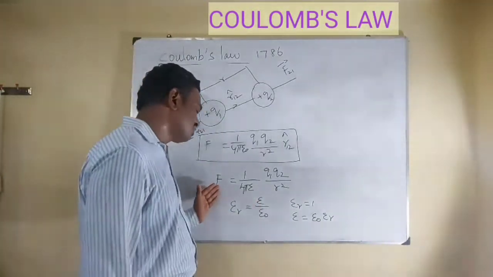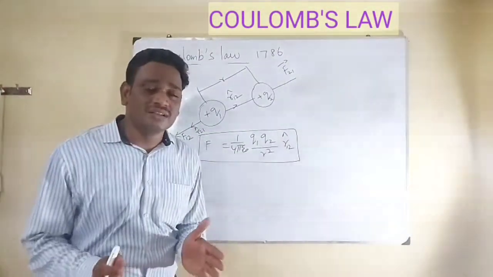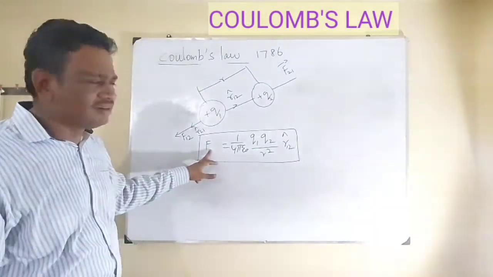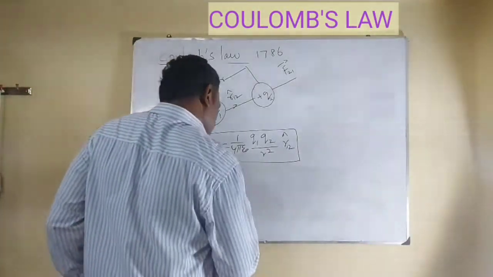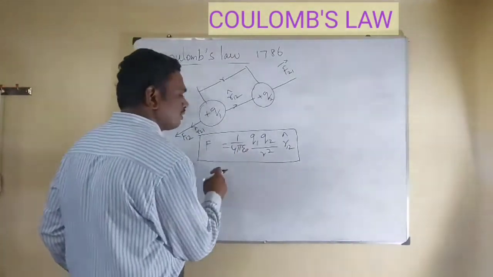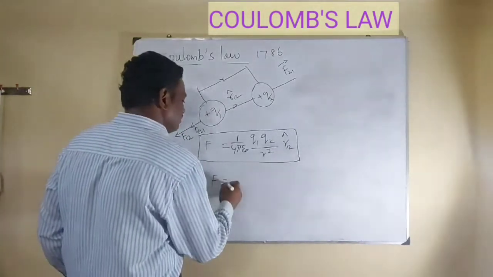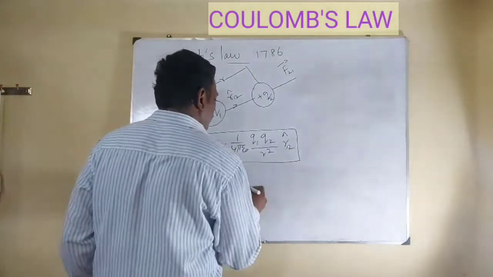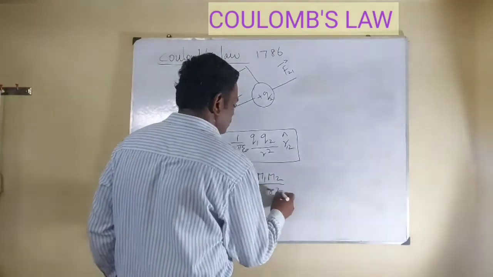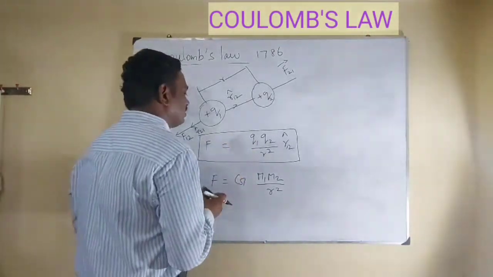So Coulomb force depends on the nature of the medium. Next, there are some similarities between Coulomb force and Newton's law of gravitation. The general structure of Coulomb force, we know: F is equal to 1 by 4 pi epsilon naught Q1 Q2 by R square. Then the gravitational force, F is equal to G M1 M2 by R square. Here also the value 1 by 4 pi epsilon naught is nothing but the constant K.